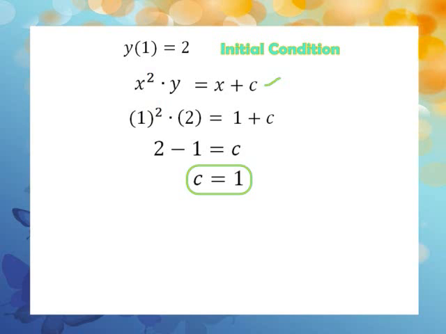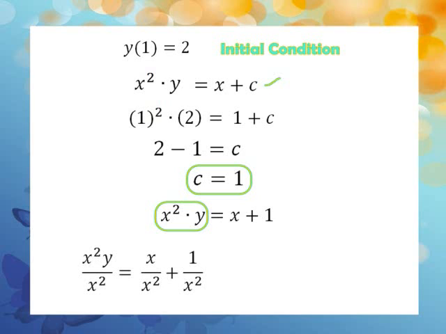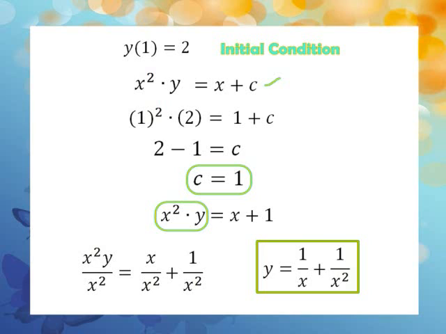Now that we have a value for c, we substitute it back, so we have x squared y equal to x plus 1. Now we only want y to be on this side of the equation. So what we're going to do is divide both sides by x squared, and so we are left with y equal to 1 over x plus 1 over x squared. This is now our particular solution.